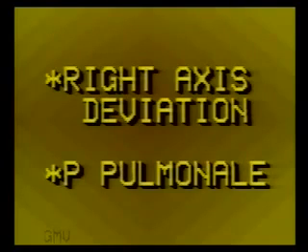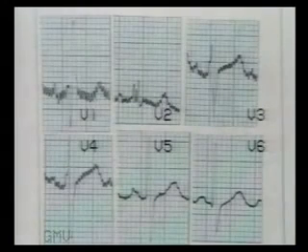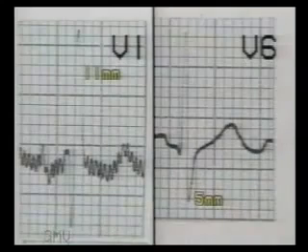Right ventricular hypertrophy may or may not be associated with right axis deviation, and often there will be P pulmonale of right atrial hypertrophy. In this ECG, V1 shows a tall R wave, taller than S wave. So immediately think of right ventricular hypertrophy. There is a corresponding deep S wave in V6. So the normal QRS pattern in the chest leads has altered.